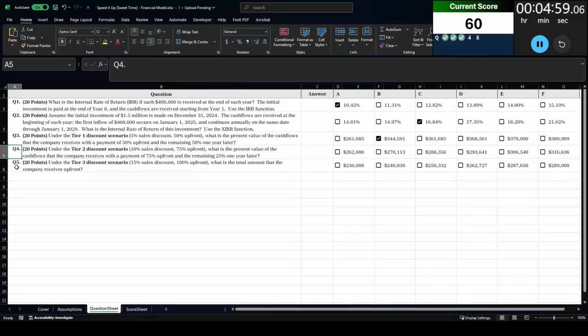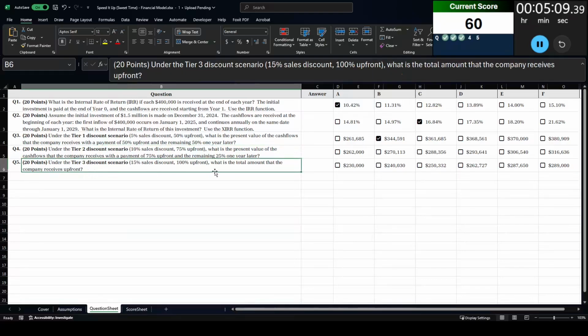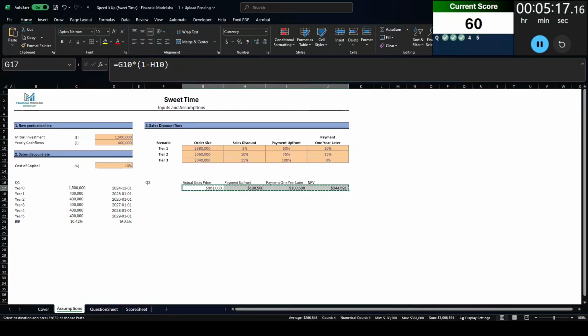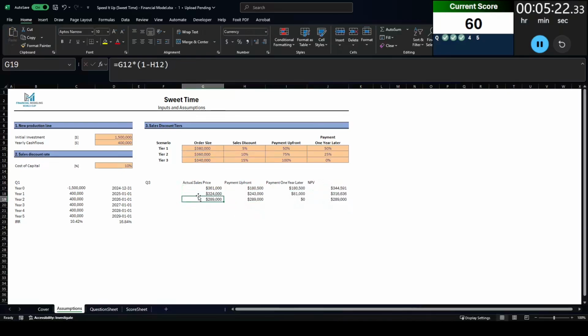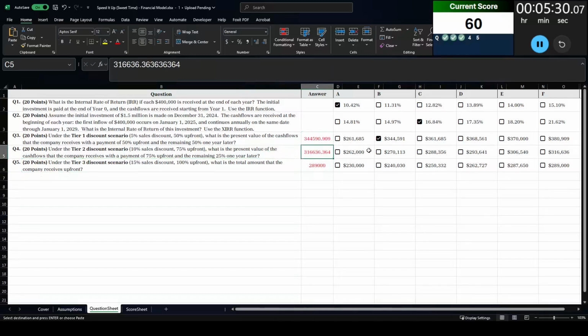Now, questions 4 and 5 are asking the same thing, but with the other 2 scenarios. So you see question 4 is written almost exactly the same. And then question 5 is, what is the total amount that the company receives up front? Well, it's going to receive 100% of the payment up front. So if I go ahead and take this, the reason why I did this vertically is when I copy and paste and move it down, everything's going to line up nicely with this table. So I'm going to get these 3 values, which means answer 2 should be 316,636. Answer 3 should be $289,000.